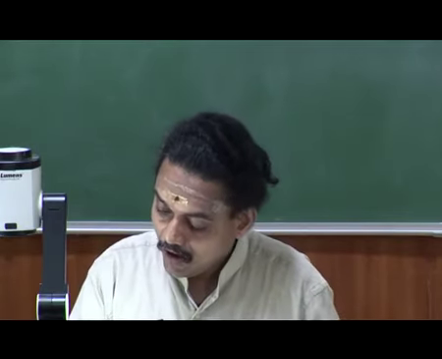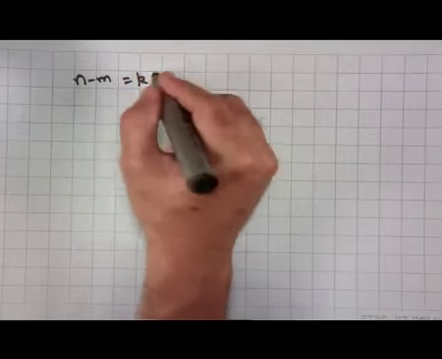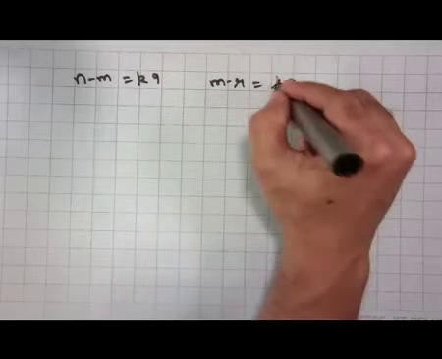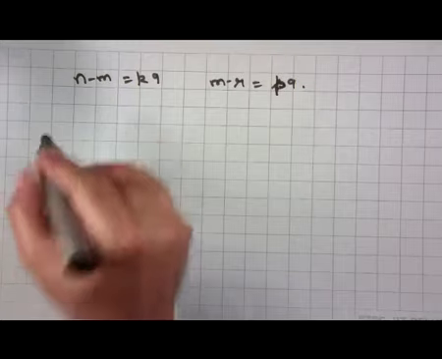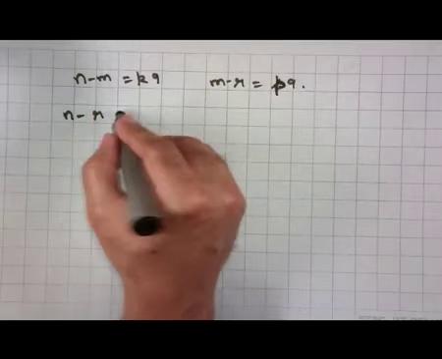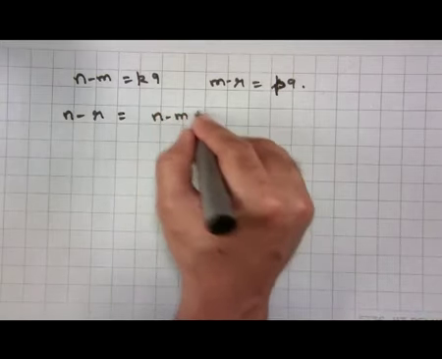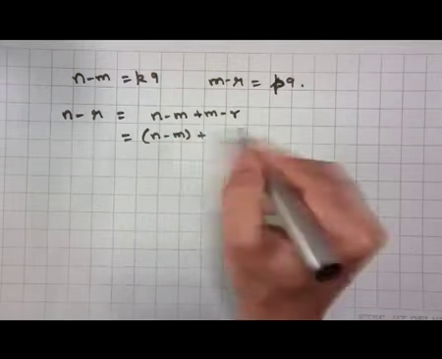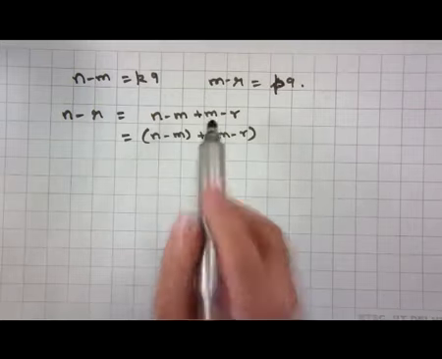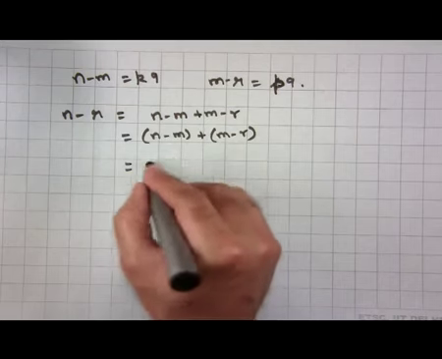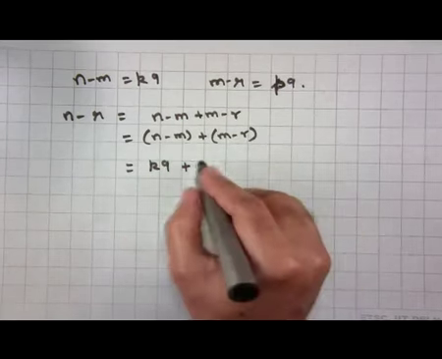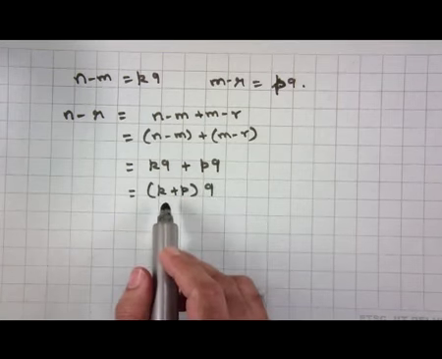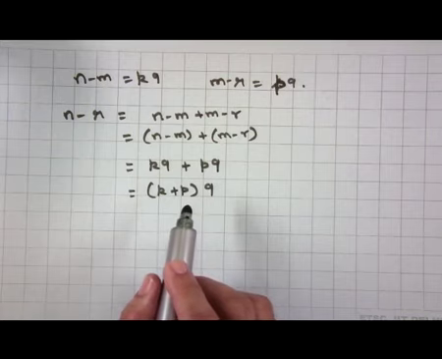What we have is n minus m is equal to k times 9 and m minus r is equal to p times 9. These are the two things that we had. Now, with these two things, let us try to calculate n minus r, which is equal to n minus m plus m minus r. I am just adding and subtracting m. For the first bracket, we have n minus m, which is k times 9, plus m minus r, which is p times 9, which is equal to (k plus p) times 9. Now, k is an integer and p is also an integer, therefore k plus p is an integer.